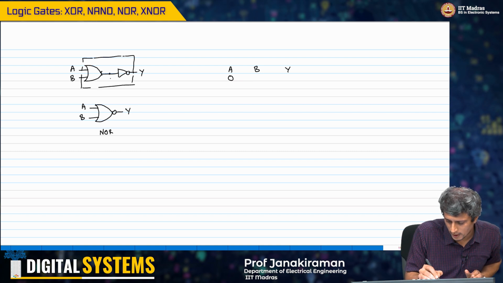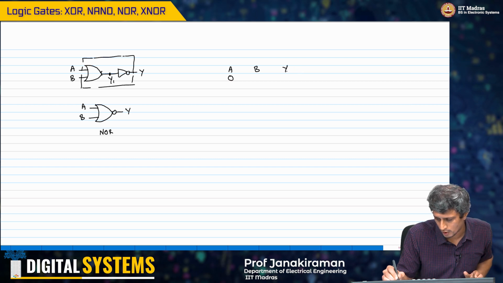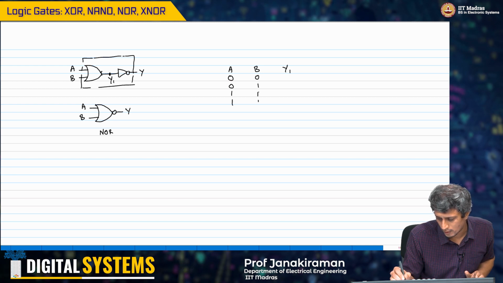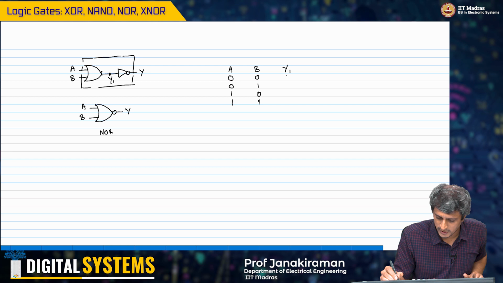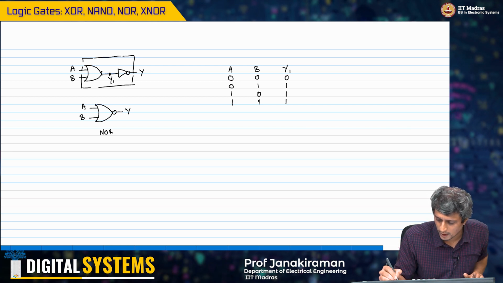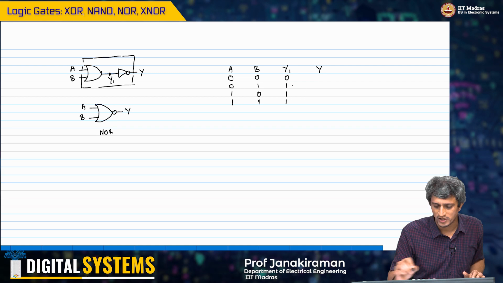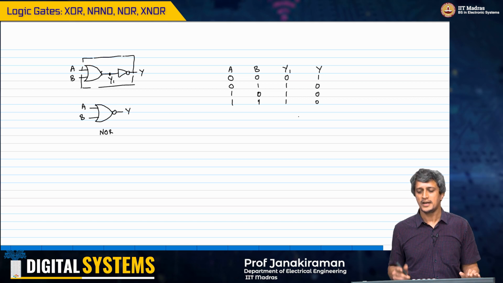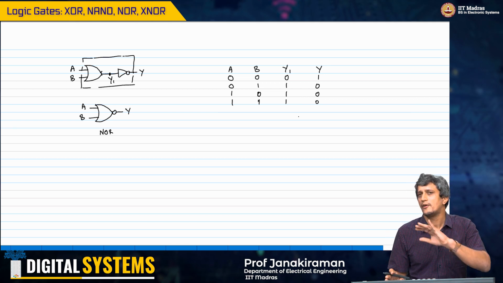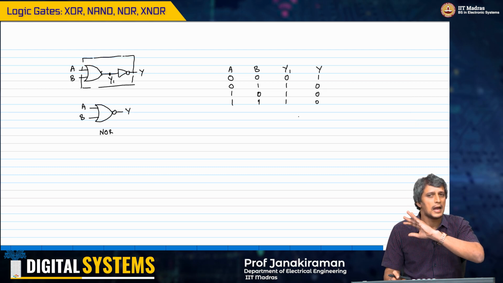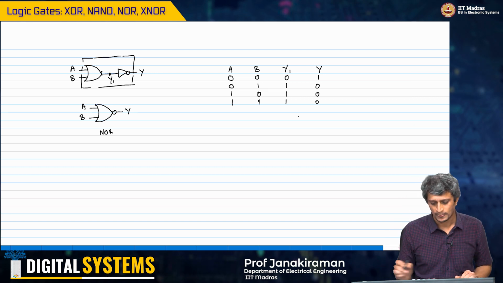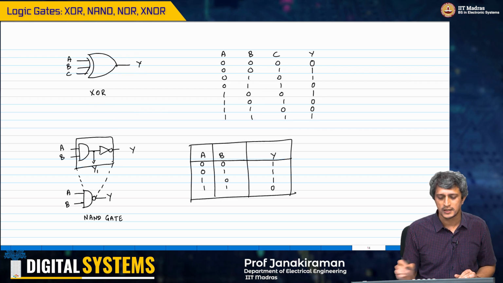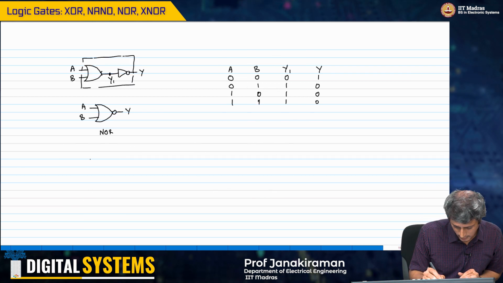Until you get used to it, you can represent this intermediate output Y1. 0, 0, 0, 1, 4 combinations, 1, 1, 1, 0, 1, 1. So this is OR. Output Y therefore is just an inversion of Y1, that is 1, 0, 0, 0. This is a NOR gate. So you can have a NOR 3 gate, you can have a NOR 4 gate, OR 4 gate, AND 4 gate, whatever.